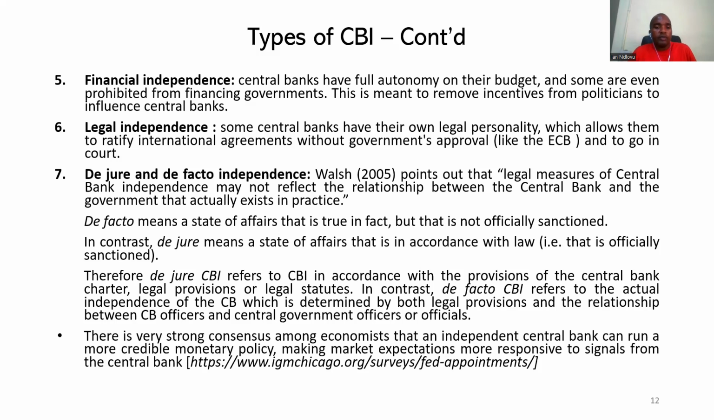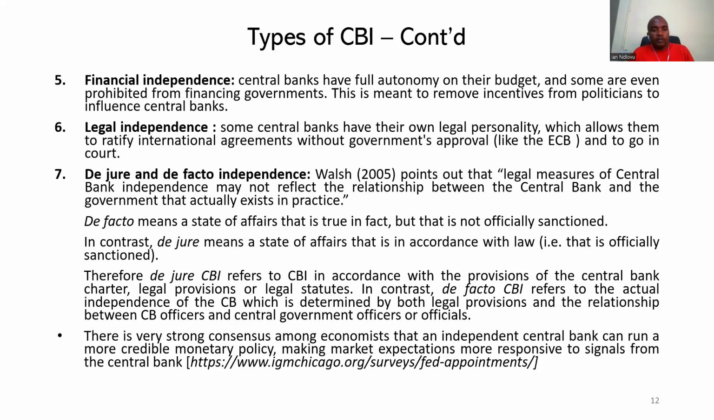The word de facto means a state of affairs that is true in reality, in fact, or in practice, but is not officially sanctioned. In contrast, we have de jure, which means a state of affairs that is in accordance with the law, that is officially sanctioned.